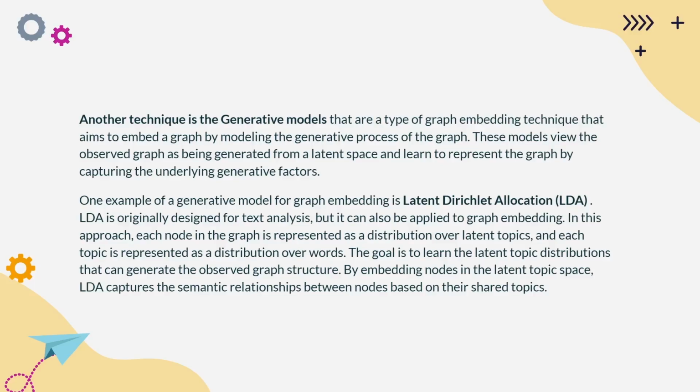One example of the generative model for graph embedding is latent Dirichlet allocation (LDA). LDA is originally designed for text analysis but can be extended to apply to graph embeddings as well. In this approach, each node of the graph is represented as a distribution over latent topics, and each topic is represented as a distribution over words. The goal is to learn the latent topic distributions that can generate the observed graph structure. By embedding nodes in the latent space, LDA captures the semantic relationship between nodes based on their shared topics.